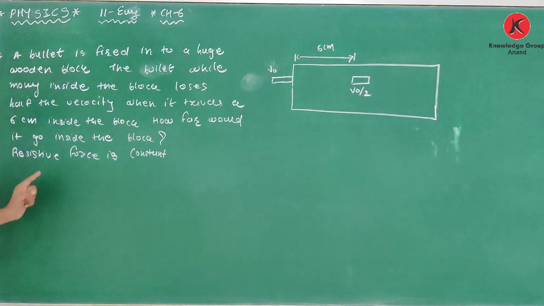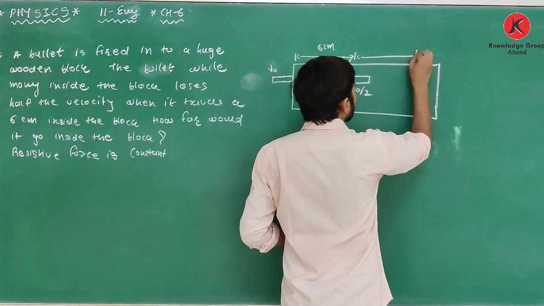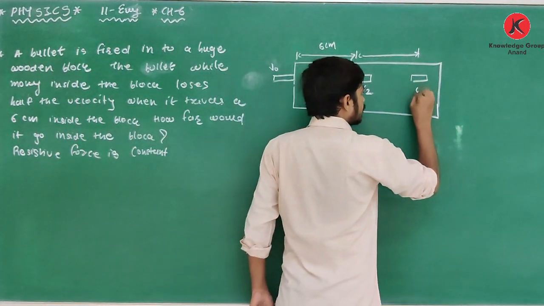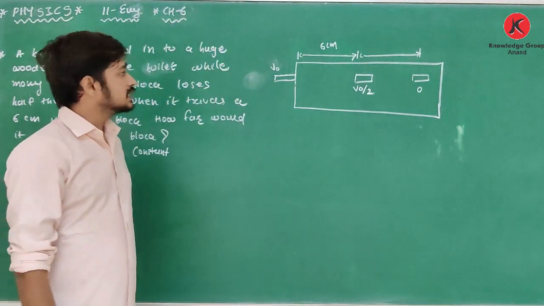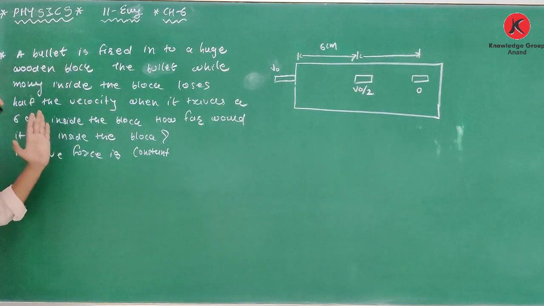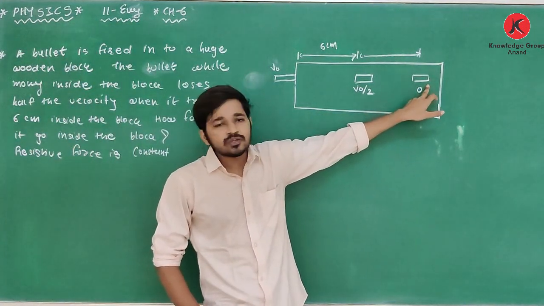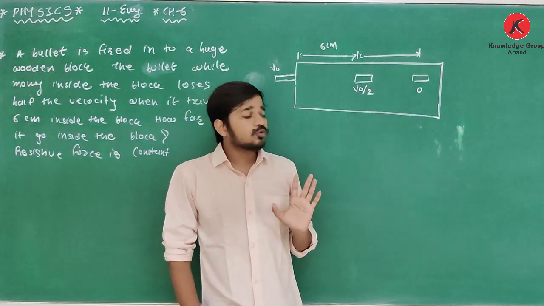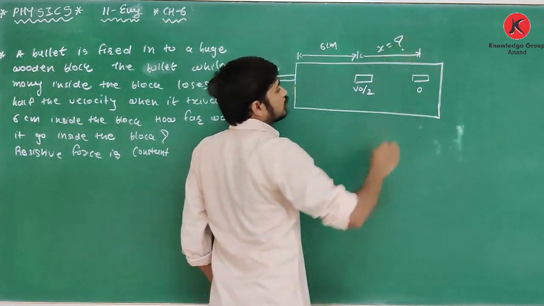Your question is, how far would it go inside the block? How far means what further distance up to which this bullet will move. At this point the bullet will stop and its velocity will become 0. Clear about this? So how far would it go inside the block means where the bullet will stop, at which further distance. We have to find this distance. X is equal to question mark.